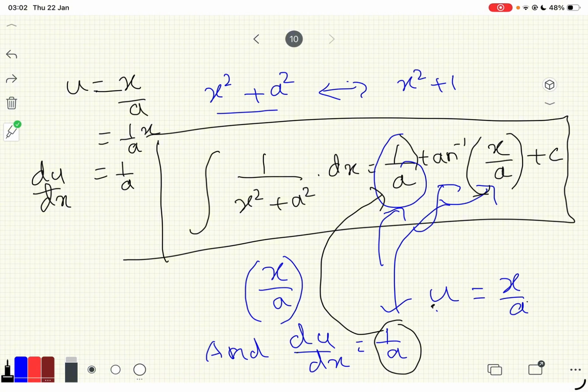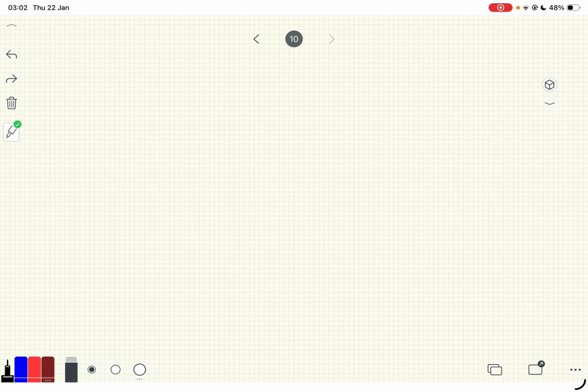So let's try to understand how we are going to approach these questions every time. First, is it of the form x squared plus constant?